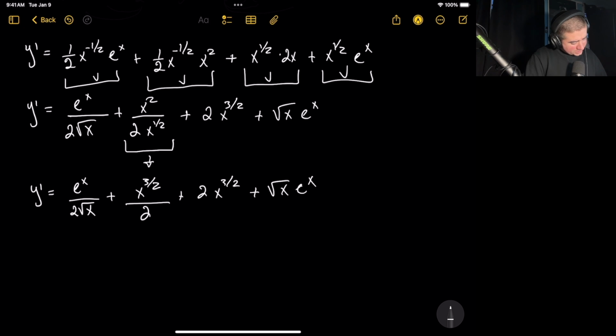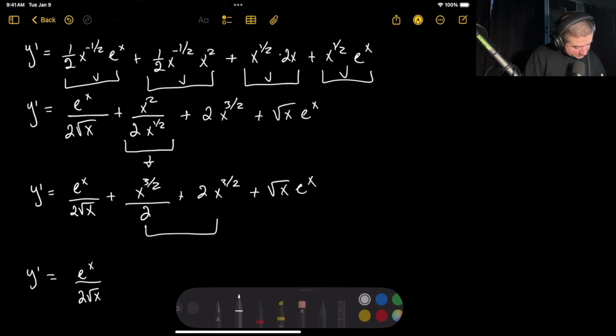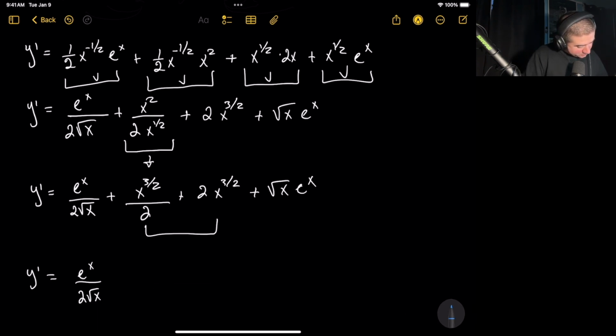Okay, so we can simplify even further. We can combine these two since they have the same exponent. We're going to have to find the least common denominator here. So we're going to have y prime is equal to e to the x over 2 root x. And then we're going to multiply at least this right term by 2. So we'll multiply the top and bottom by 2.